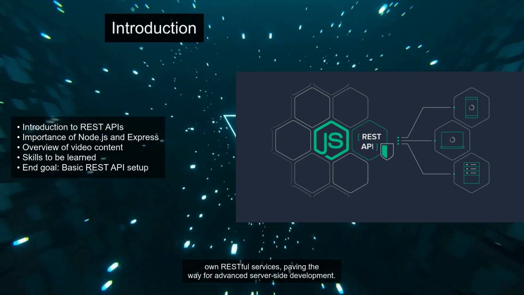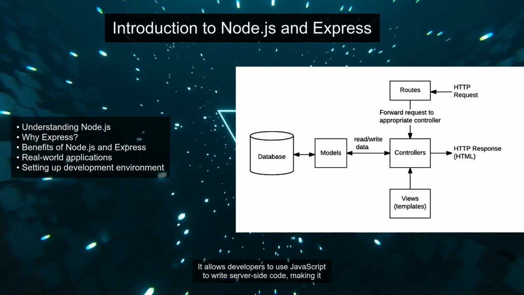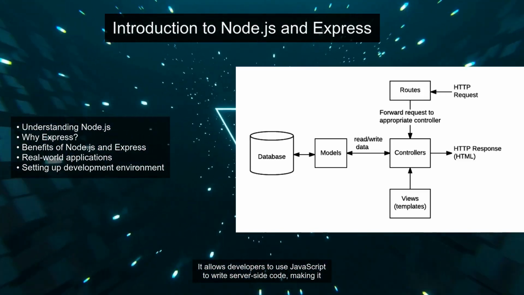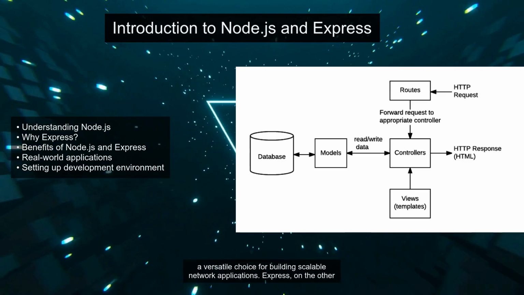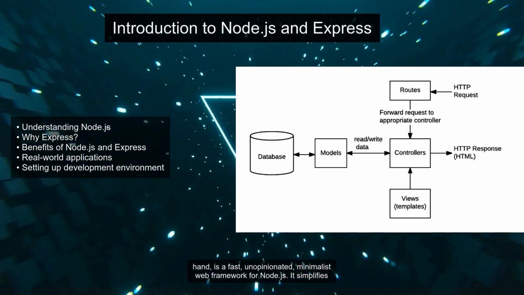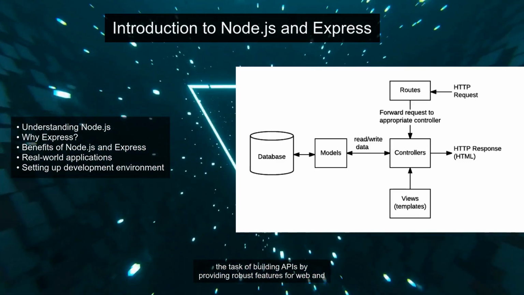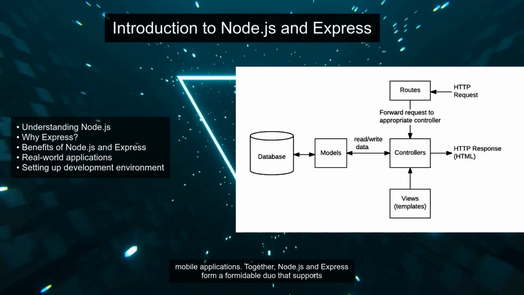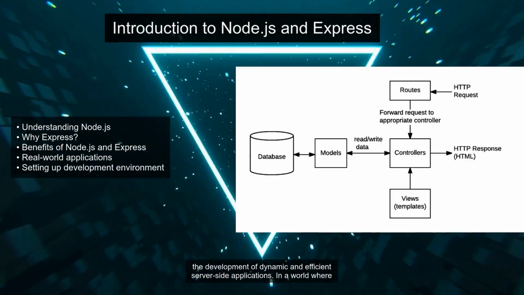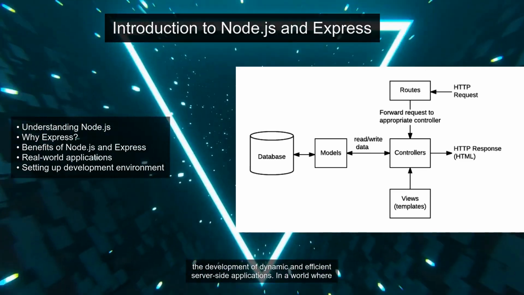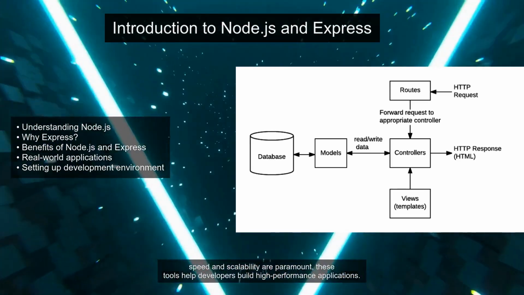for advanced server-side development. Node.js is a powerful JavaScript runtime built on Chrome's V8 JavaScript engine. It allows developers to use JavaScript to write server-side code, making it a versatile choice for building scalable network applications. Express, on the other hand, is a fast, unopinionated, minimalist web framework for Node.js. It simplifies the task of building APIs by providing robust features for web and mobile applications. Together, Node.js and Express form a formidable duo that supports the development of dynamic and efficient server-side applications. In a world where speed and scalability are paramount, these tools help developers build high-performance applications.